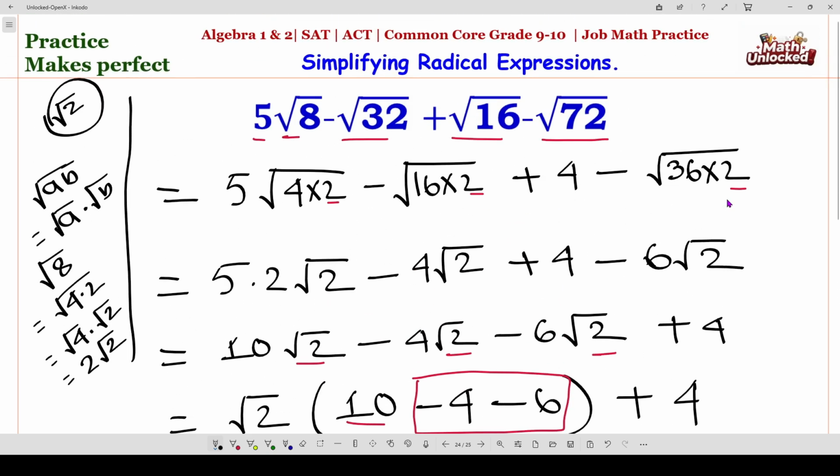Once you face these kinds of radicals, you have to find two things. First, a common number or magic number, here like root 2, and you should find a perfect square. Like 4 is a perfect square, 16 is a perfect square, 36 is a perfect square.